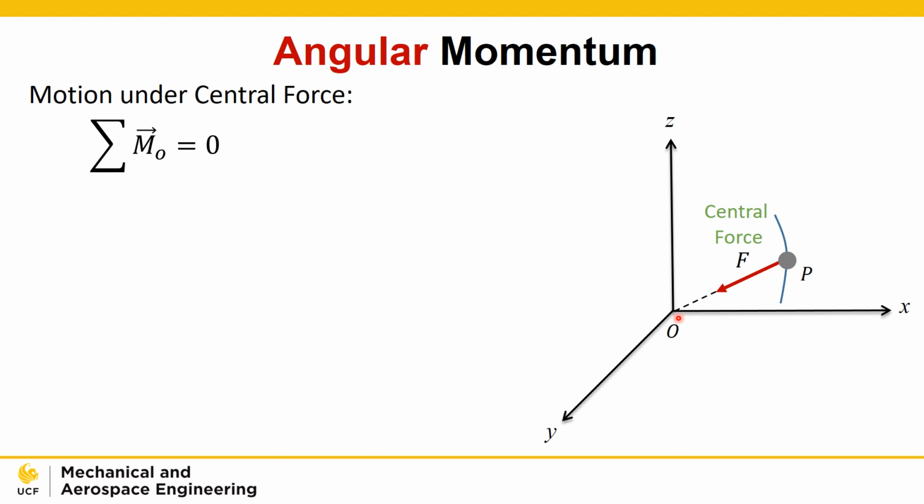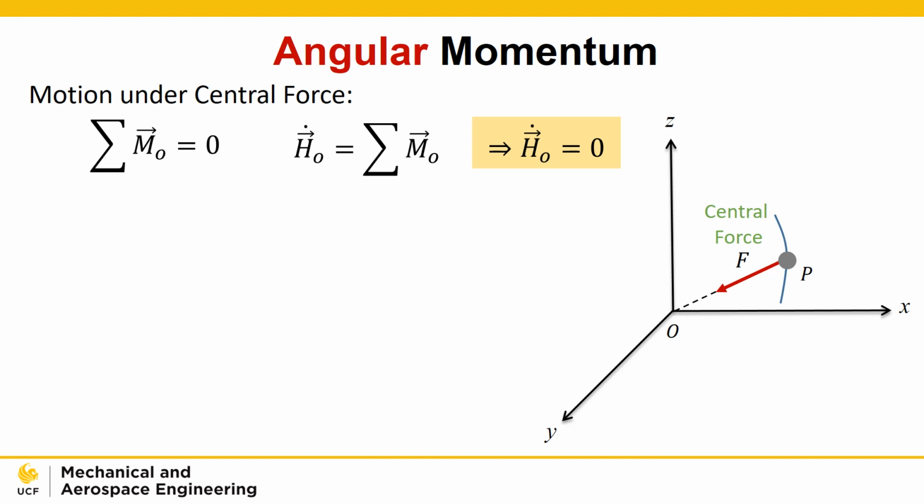Now recall from Newton's second law, we have already shown that the sum of the moments about O of the forces acting on the particle is equal to the rate of change of angular momentum, HO dot, of the particle about O. Now since summation MO is equal to 0, this leads to HO dot is equal to 0.